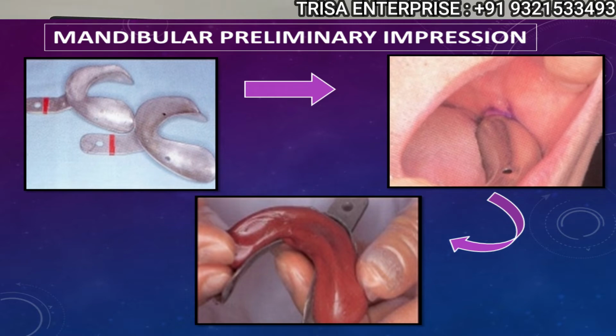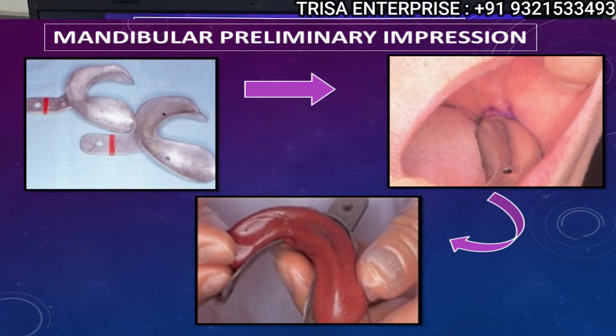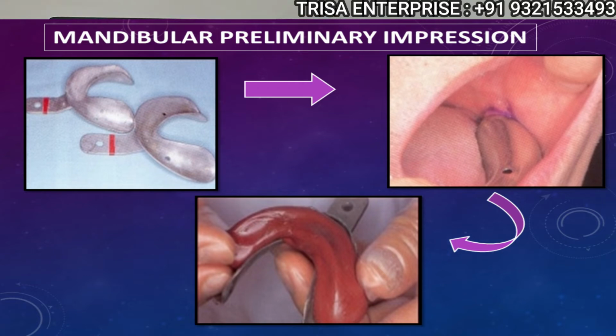Once it is done, you can make a rope out of it and load it onto the tray as we have seen in the picture. After loading, in the center what you see is a trough. This trough, or dish, should be created with the help of your finger, so that the crest of the ridge can be accommodated over here. Then you can invert the tray onto the patient's ridge.